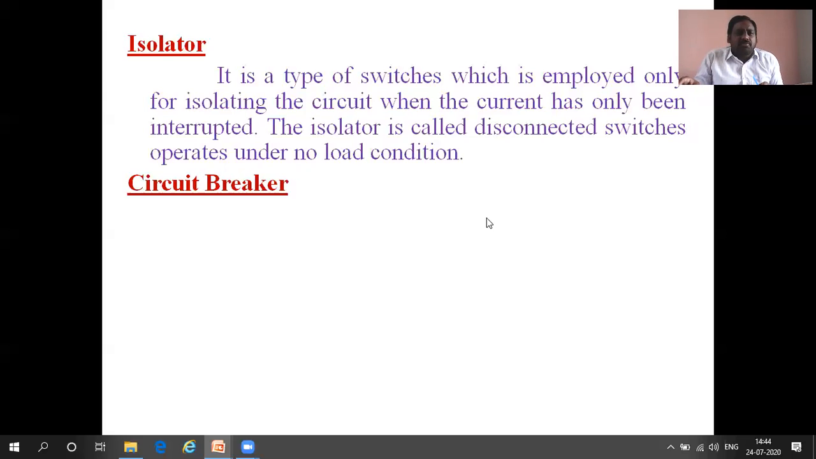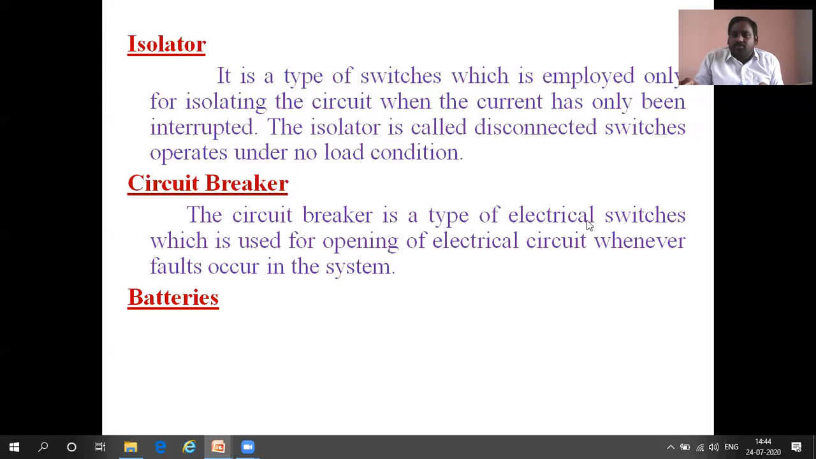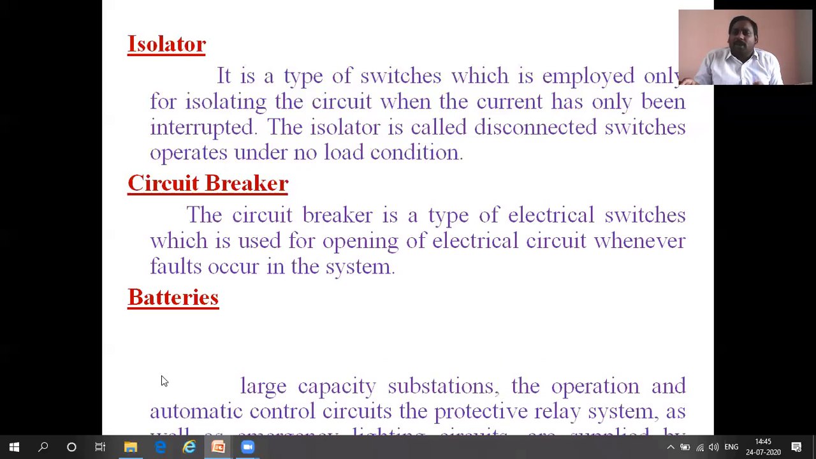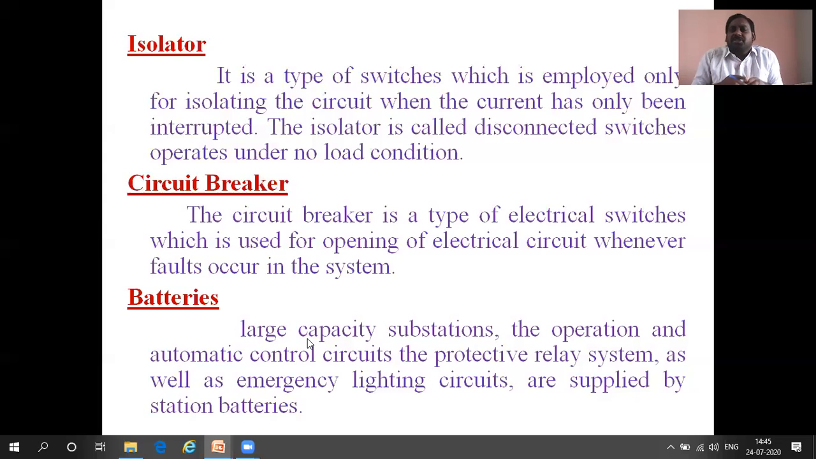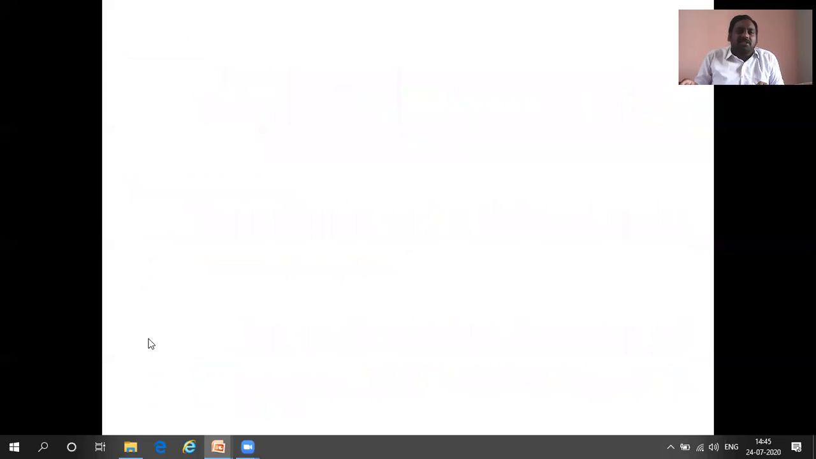So next one is batteries. Batteries means energy storing devices. In a large capacity substation, the operation and automatic control circuits, the protective relay system as well as emergency lighting circuits are supplied by station batteries, substation batteries. They provide energy supplies for the lighting circuits and metering equipment, relays, protective relay system. You can use batteries in the substation. They operate on DC supply. That's why batteries are required.